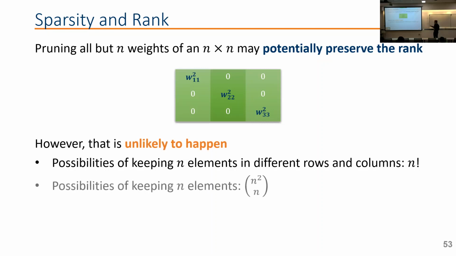But if you think about every way you can pick, you can just preserve n elements in an n by n matrix. That's n squared choose n. And for something as small as n equals 3, this is 6 out of 84. So even for very small weight matrices, very likely we're losing rank if we're so aggressive in how we're pruning.